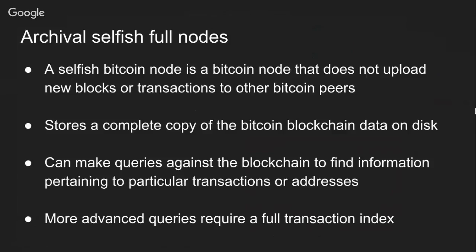And if it wants to do more advanced queries, then the full node will have to build a full transaction index from all of that data that it has stored on disk. So, the blockchain is like a raw source of data. And then from a transaction index, you can build things like block explorers and other kinds of complex querying databases.